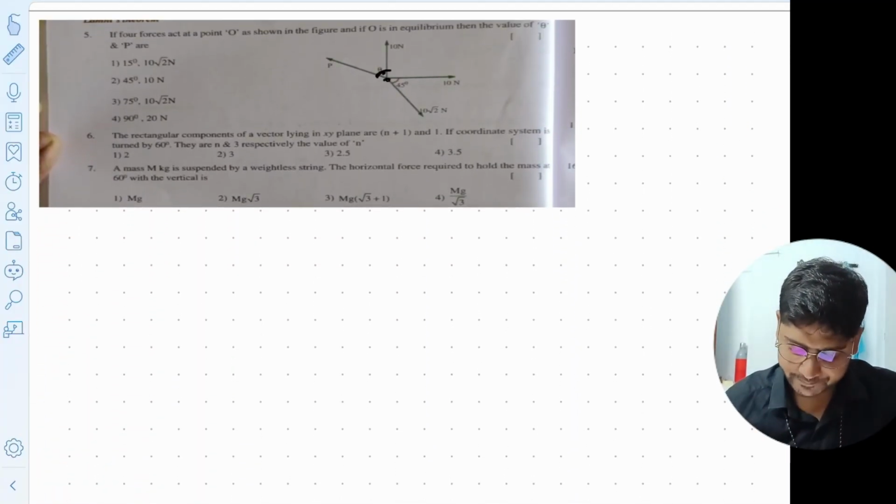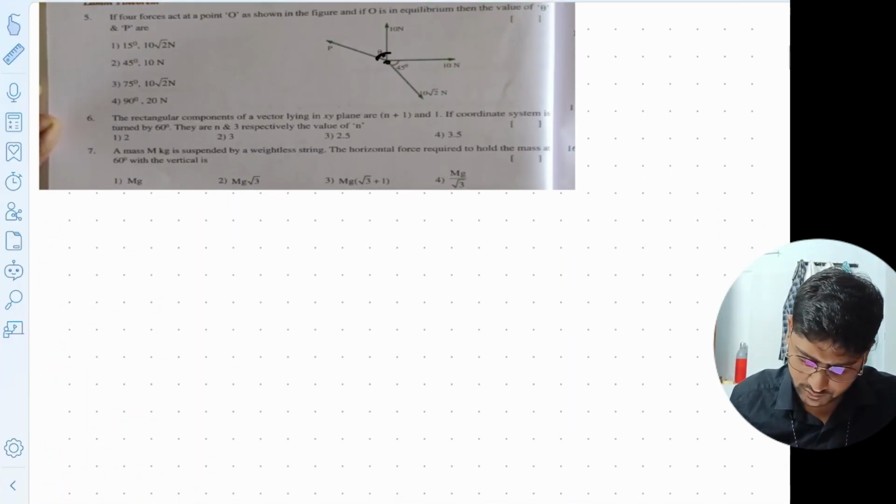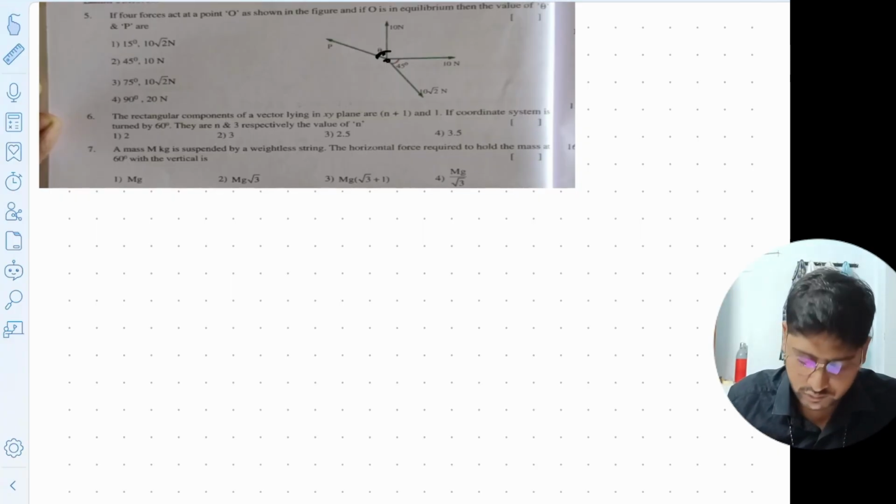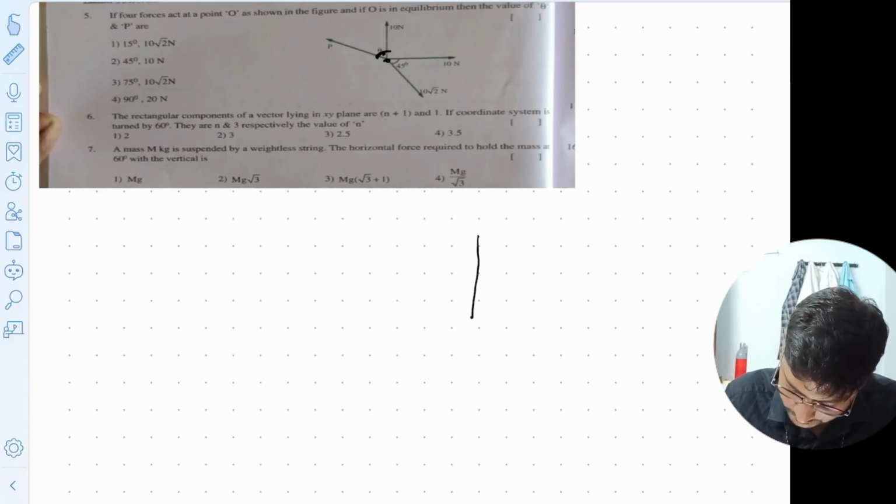Let's solve the question. If we draw this figure here, about the direction, it is 10 Newton.